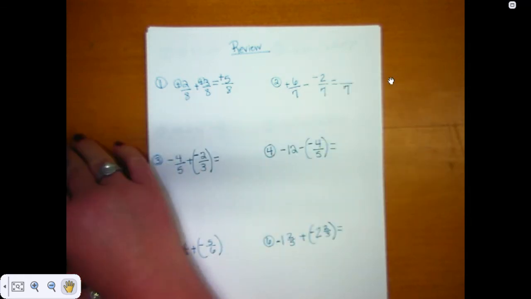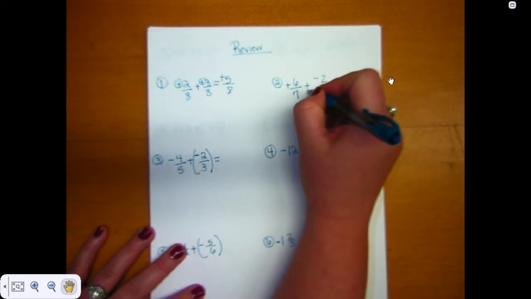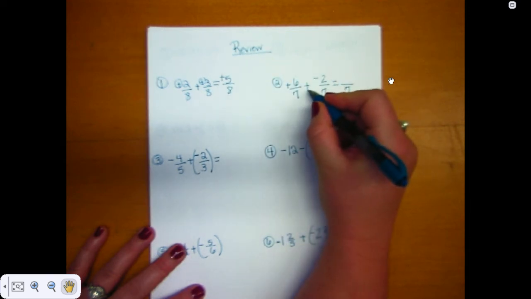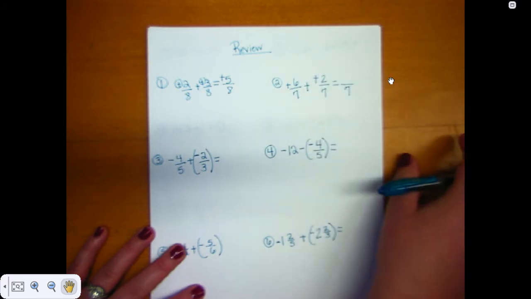Now I'm going to check, is it an addition problem? It is not, so I need to change it to an addition problem. So my minus sign changes to a plus sign, and if my minus changes to a plus, then the next sign also changes to the opposite, which is positive.